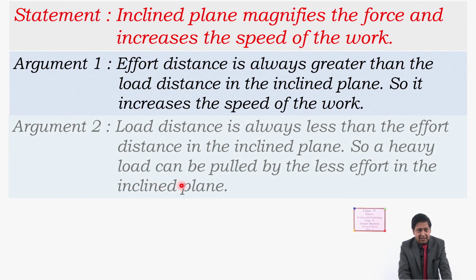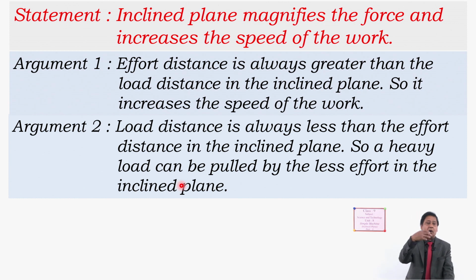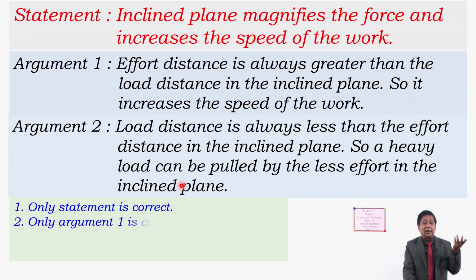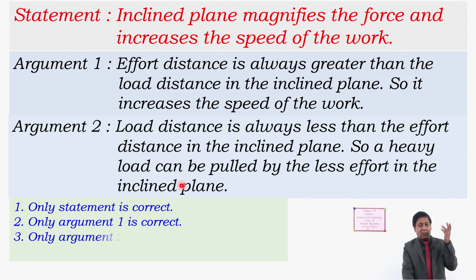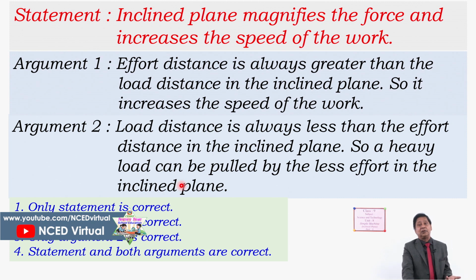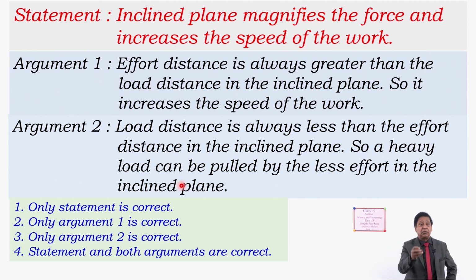Okay. Next, argument 2, it is added on 1. Load distance is always less than effort distance in the simple machine, I mean to say inclined plane, so a heavy load can be pulled by less effort in the inclined plane. Looking at all these statements and arguments, you have to decide which option is correct: only the statement is correct, or only argument 1 is correct, or only argument 2 is correct, or the statement and both the arguments are correct. You are given 4 different options. Now you have to select one correct option.